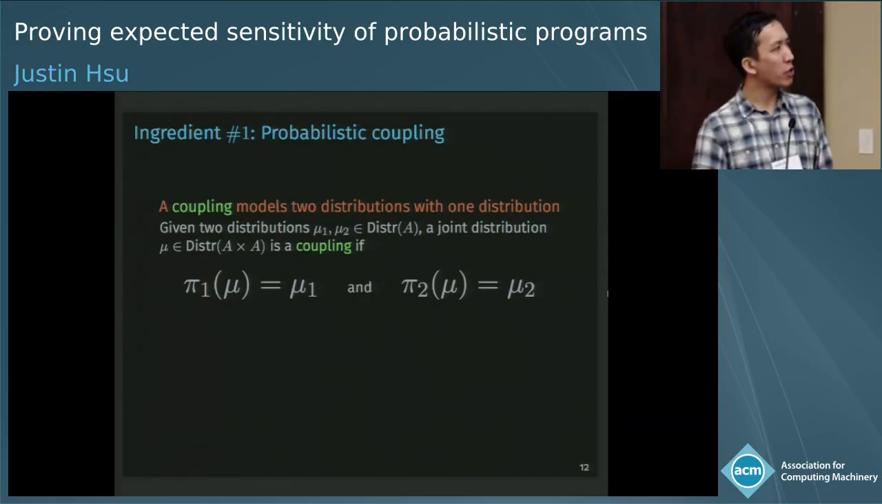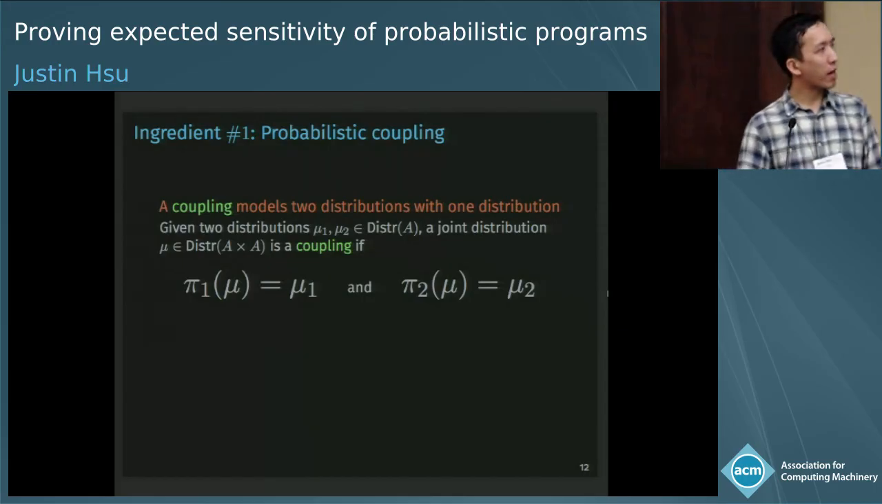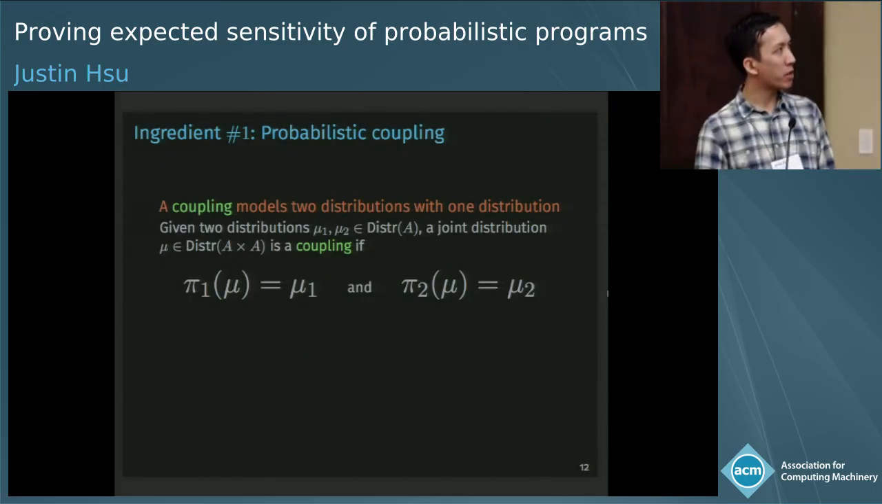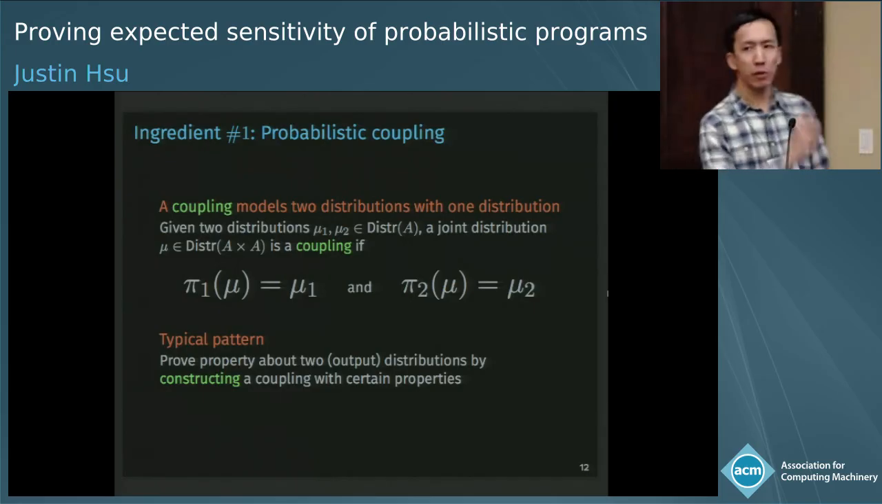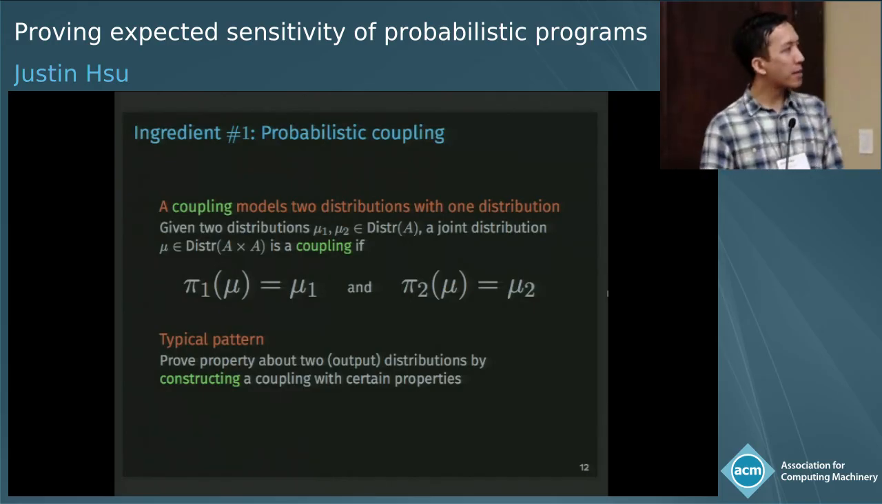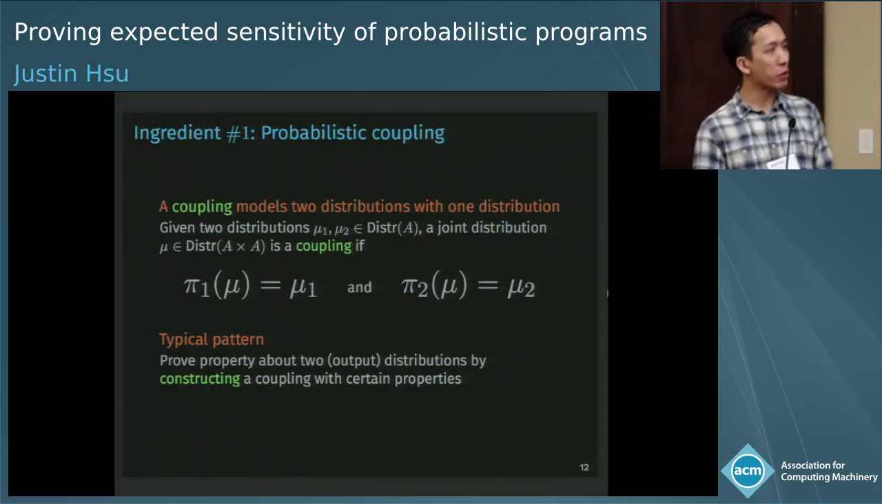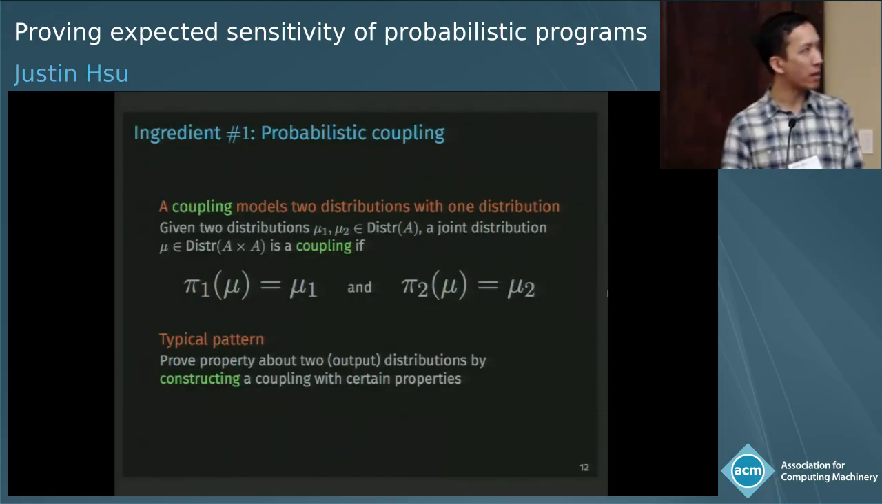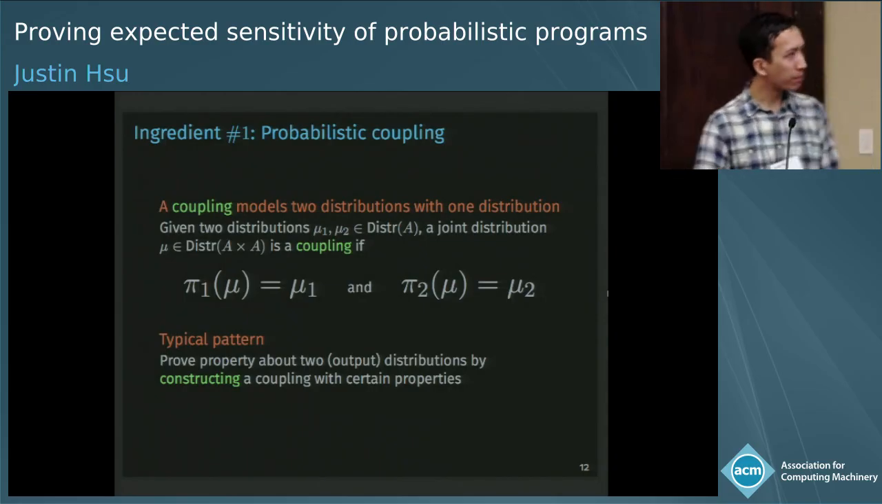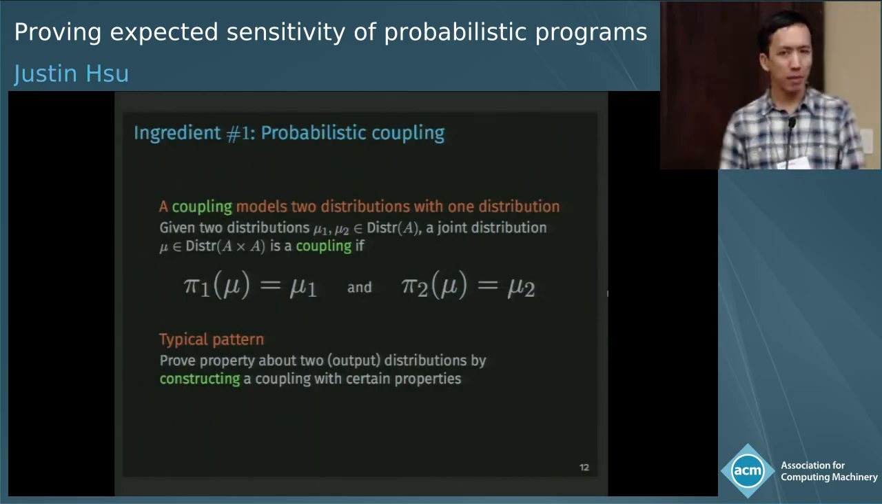I won't go too much into the motivation of this, but I'll just say that this is a well-studied notion in probability theory and has also been receiving more interest in formal verification recently. That's because of a typical pattern: to prove a property about two distributions, say two output distributions of your program, it suffices to construct a coupling of the two distributions with certain properties. So if I want to prove some complex relational properties of two distributions, all I have to do is show that there exists a coupling of these two distributions with certain properties. For various reasons, this can often be easier to do than to prove the property directly. So this is the first ingredient.